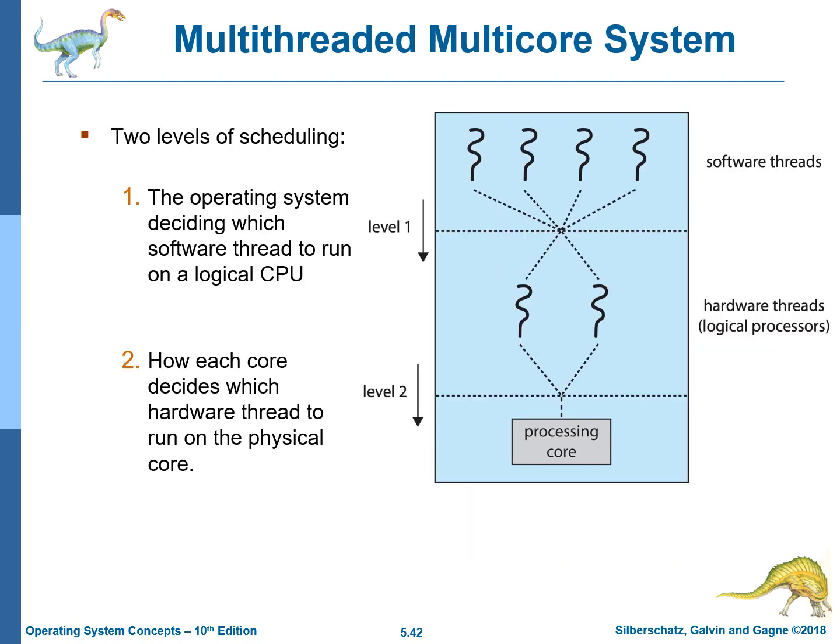There are 2 levels of scheduling. 1. The operating system deciding which software thread to run on a logical CPU. And 2. How each core decides which hardware thread to run on the physical core.